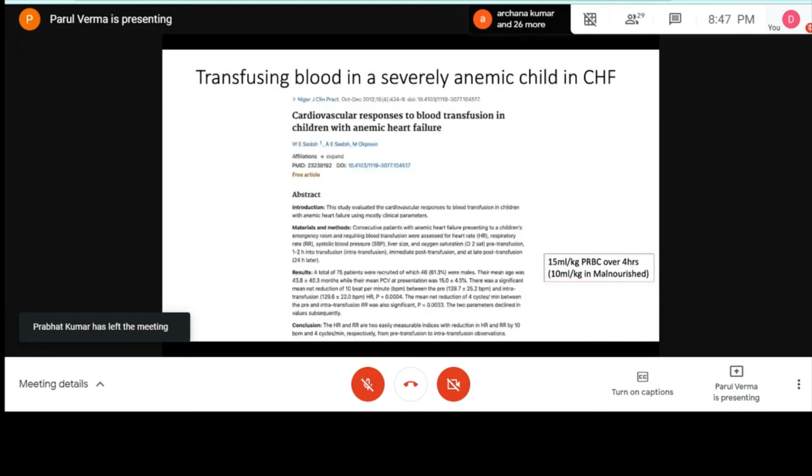In other words, even if the child has anemic heart failure, 15 ml per kg of PRBC can easily be transfused over 4 hours. But if the child is malnourished, then you have to be more cautious. The volume they used for malnourished children was 10 ml per kg. So even in our practice, if a child with, say, Thal major has not taken transfusion in a few months and now comes with a hemoglobin of, say, 4 grams, we can transfuse 15 ml per kg, but that should not be done in daycare. The child should be admitted, kept under close monitoring, and then 15 ml per kg PRBC can be transfused over 4 hours. So this practice can be followed.